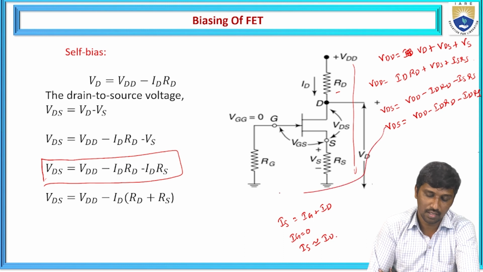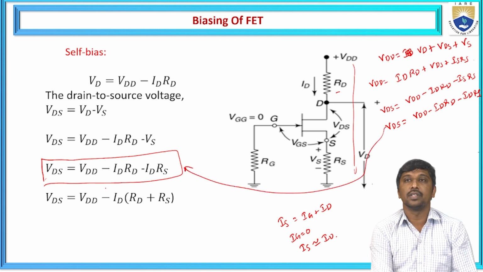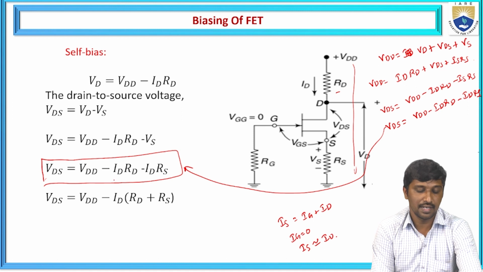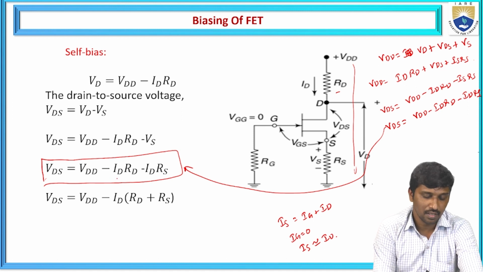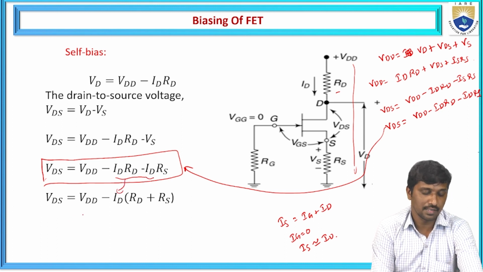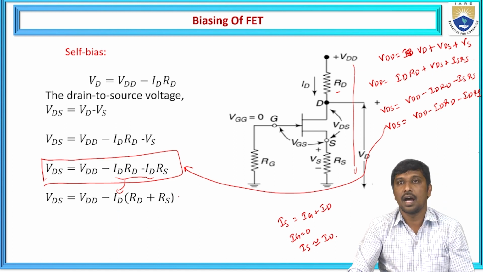Hence the same point here I represented. So that is VDS is equal to VDD minus ID times RD minus ID times RS. From these two terms, if you take ID as common, hence VDS is equal to VDD minus ID into (RD plus RS).